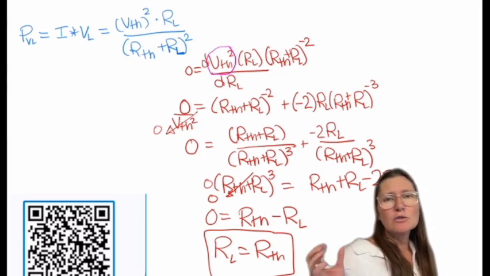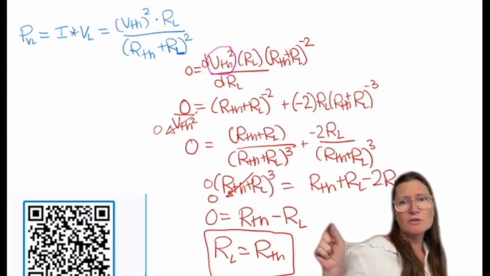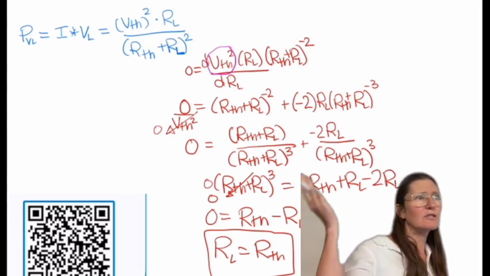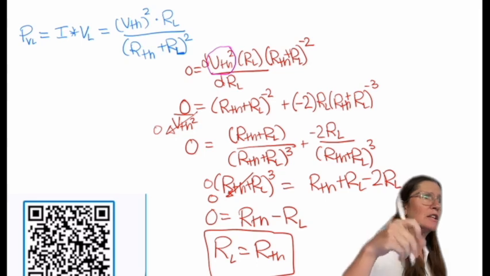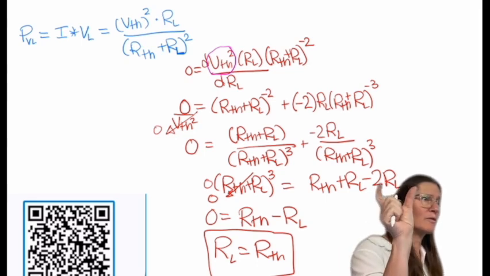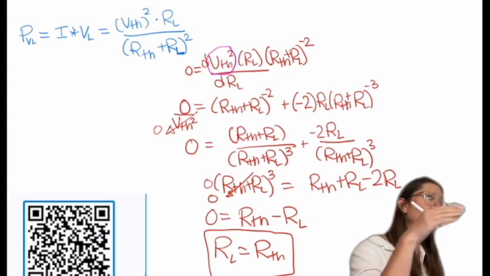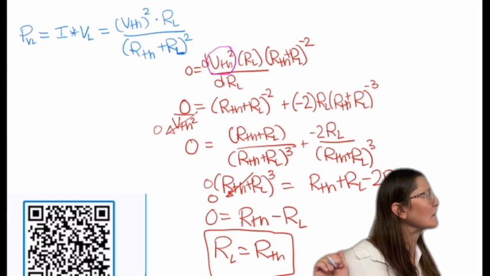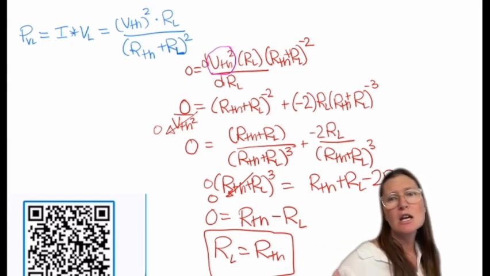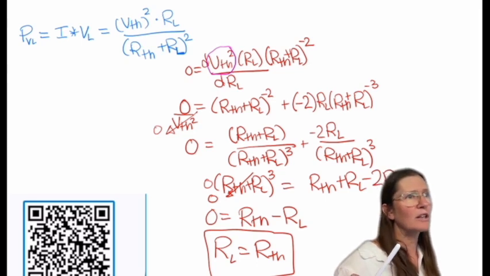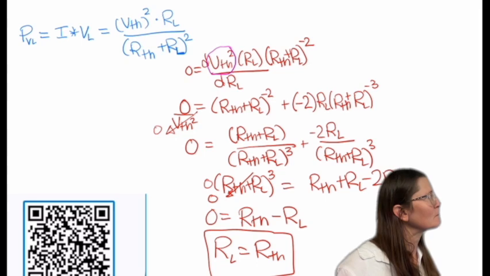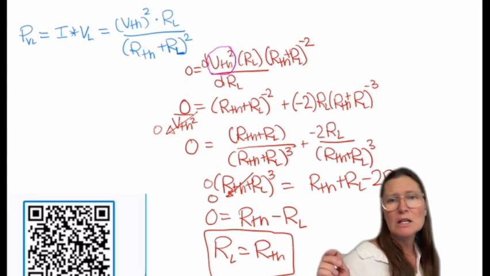Then you take the derivative of RTH plus RL to the minus 2. The minus 2 comes down, and then you take the derivative of the element inside the parentheses. As I bring down minus 2, I subtract off 1 again, so that becomes minus 3. And the derivative of RL is just 1 in front of it, so there's also a 1 multiplied there.